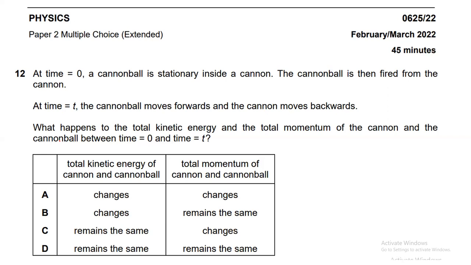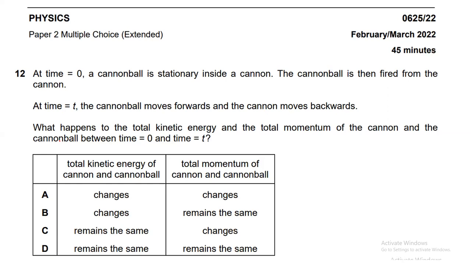You see, in the first situation, when the cannonball is in the cannon, because the cannon is not moving, the cannonball is not moving, so the kinetic energy of the whole system will be 0. When the cannonball is fired, the cannonball starts moving, the cannon also moves backwards. So they both move, so they both will have kinetic energy. So the system will have kinetic energy. It means that the total kinetic energy of the cannon and the cannonball will change. Before the fire, the kinetic energy will be 0, and after the fire, there will be some kinetic energy.